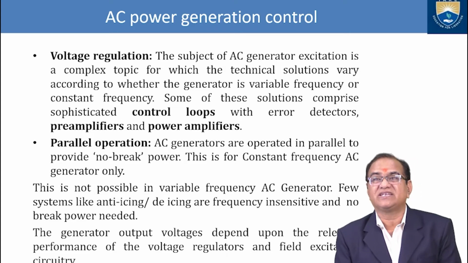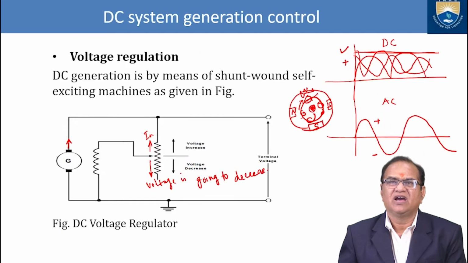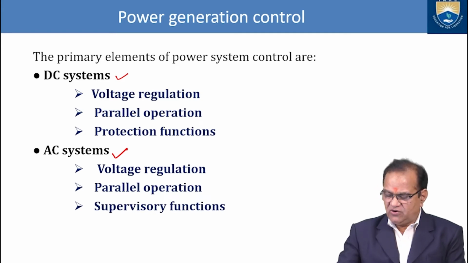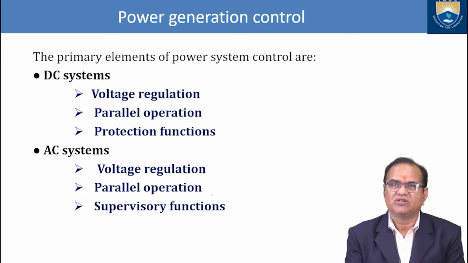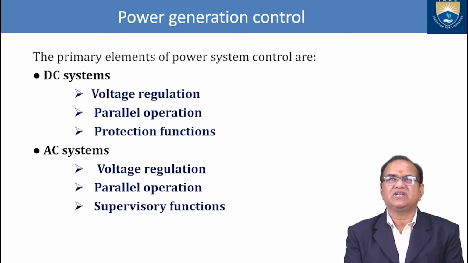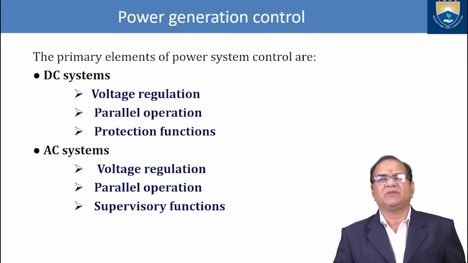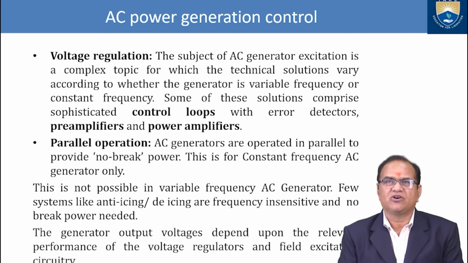It is AC generation control. Till now we have discussed direct current power generation control. Now we have the AC generation control, and as you have seen here, in AC generation also we have the voltage regulation. You can see we have the voltage regulation, we have the parallel operation, it is the same. Here we have the supervisory function, so there are some additional things here. Voltage and parallel operation are almost the same. So here I will be discussing voltage regulation.